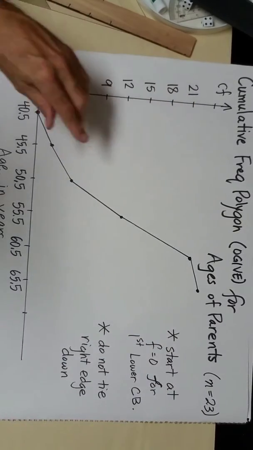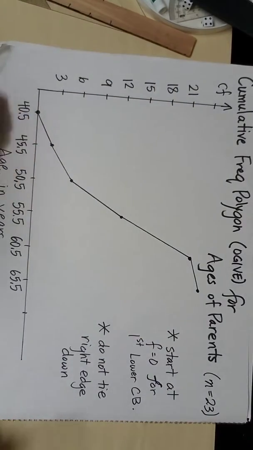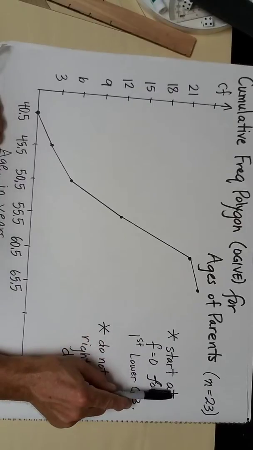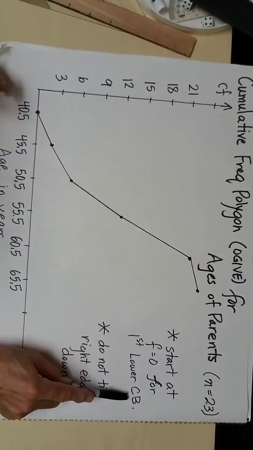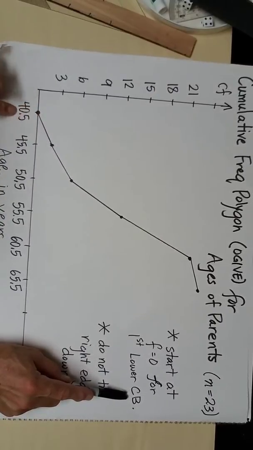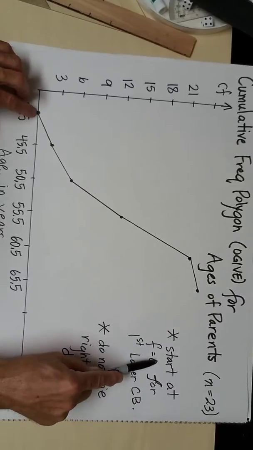Two things you need to remember about this graph. You always start at frequency equals zero for the first lower class boundary. Over here at this left-hand side where there's no one this age, you always start with zero.